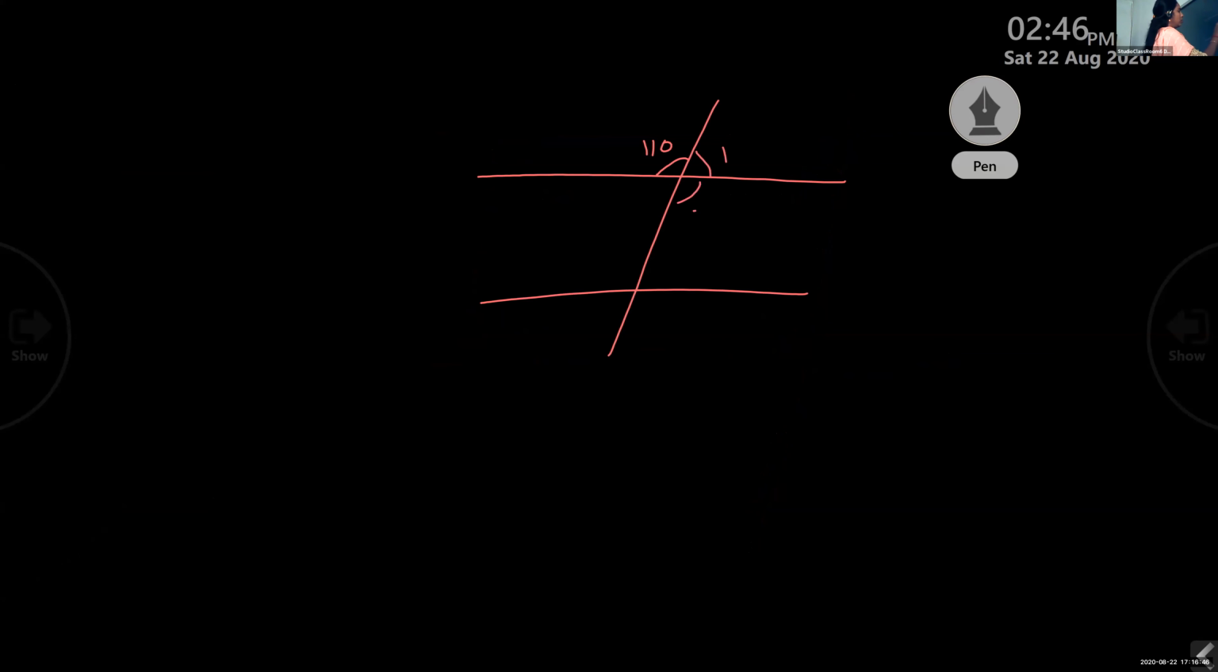Angle 1, 2, 3, 4, 5, 6, 7. How will you find this? Only one angle is given, 110. Angle 2 is vertically opposite. Oh, I forgot to tell you. What do you mean by vertically opposite angles? When two lines intersect, we can find vertically opposite angles. What is the specialty of vertically opposite angles? They are equal.